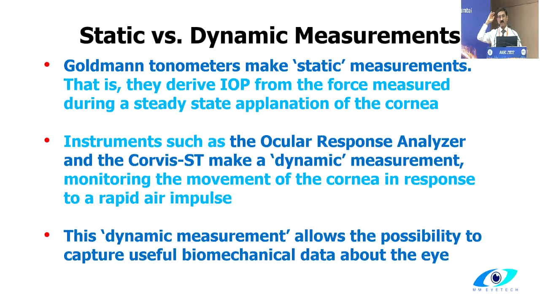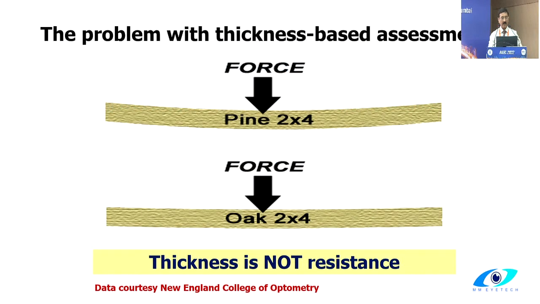So when they actually hit the cornea, they actually see the cornea going in, they reach flattening, but they don't stop. They continue till the cornea becomes concave, and then it becomes flat again, and then returns to its original convexity. And in fact, this process of rapid dynamic movement creates a little bit of a flutter, which it also picks up. And then it uses all this data to tell us about corneal biomechanics. And it is this dynamic measurement that allows the possibility of capturing useful biomechanical data.